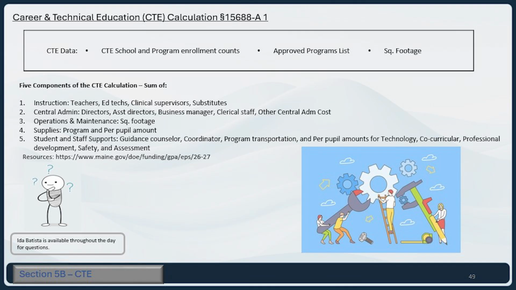Program transportation, that's from your quarter 4s. It has to be specific to the program. So you cannot use the general 3000 CTE code. It has to be specific to a program in that 2700. So I'll pull that amount and inflate it. And then you get per pupil amounts for tech, co-curricular, PD, safety, and assessment. And as I said, there are resources on our site for that.